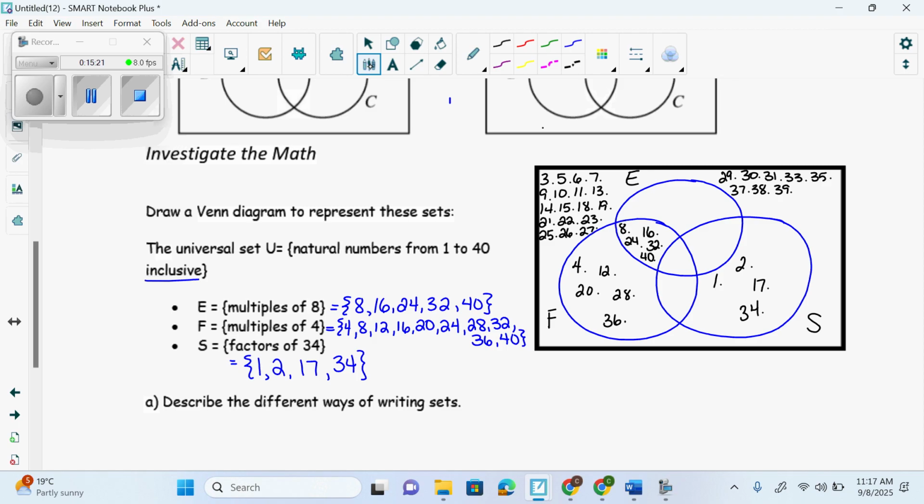If I was listing how many elements were in each, F by itself, F only, would have the number 5. This one would have 5. This one would have 4. These empty ones would have zeros in them, right? If I was listing how many there were, not the specific actual elements.